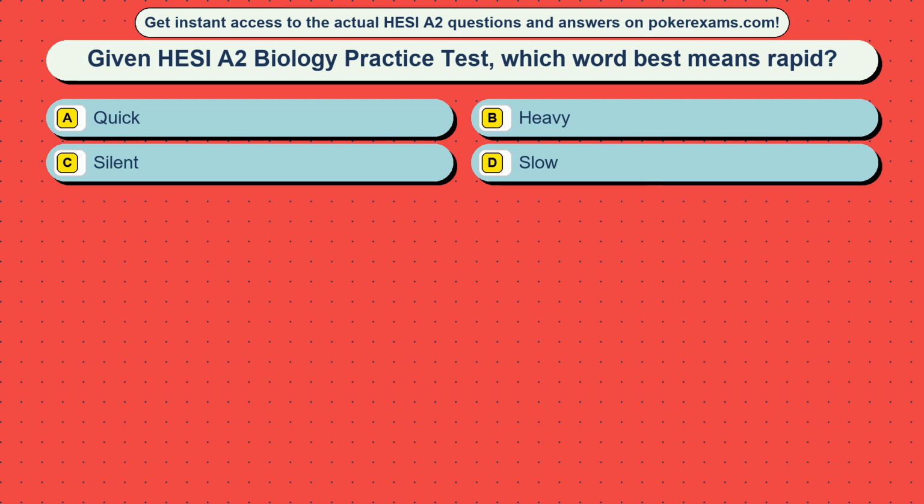Question 38. HESI A2 Biology practice test, which word best means rapid? Option A, quick. Option B, heavy.